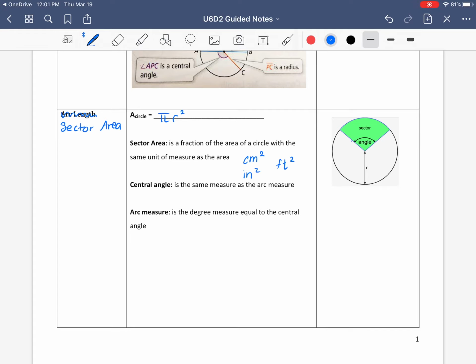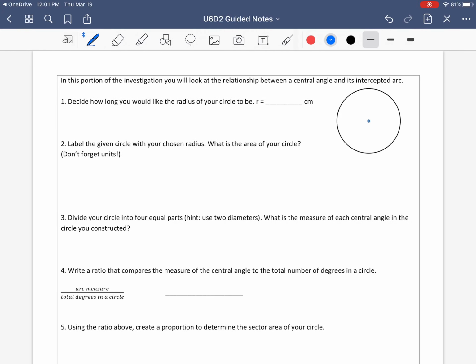Now again, the central angle is going to be the angle created from the center. And the arc measure is the degree measure equal to the central angle. So if this is your arc measure, then it would be equal to the central angle. Now, in this investigation, again, I'm going to use our radius as 3 centimeters. I want you to pick a number that is greater than 3 and go through the same steps.